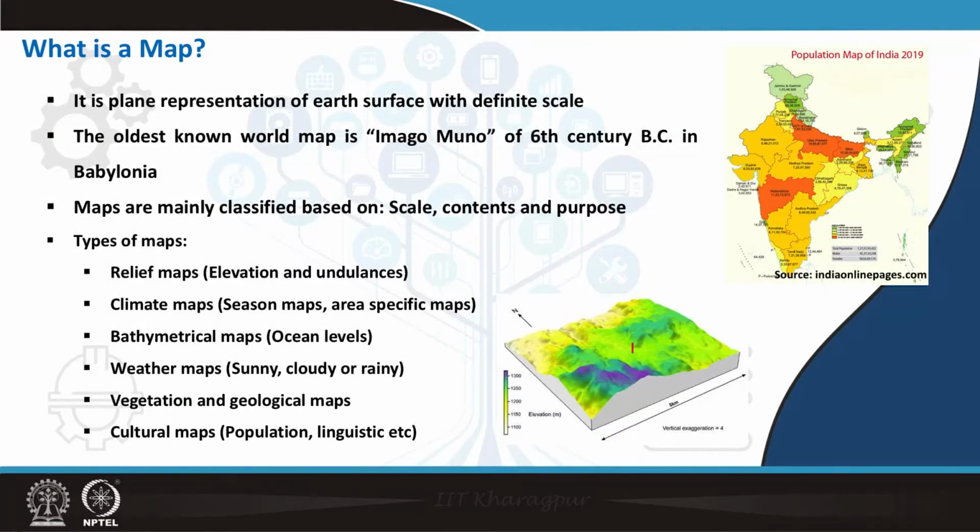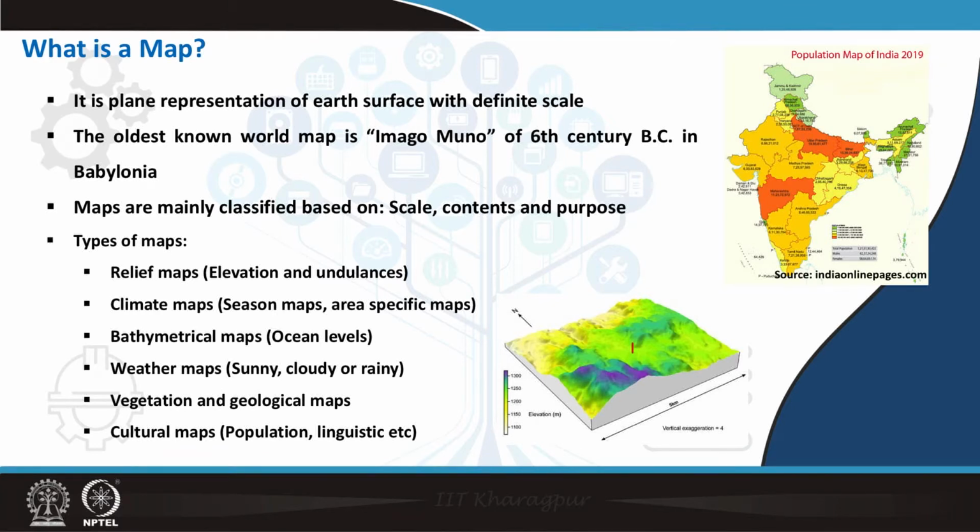So map. Everyone has an idea of a map, right? It is nothing but a plain representation of the earth's surface with a defined scale. Or it can be a representation of a 3D surface of the earth's surface into 2D, in terms of having a definitive scale. The oldest known map in the world is the Imago Mundi of the 6th century BC in Babylonia. That is the oldest map available with us.